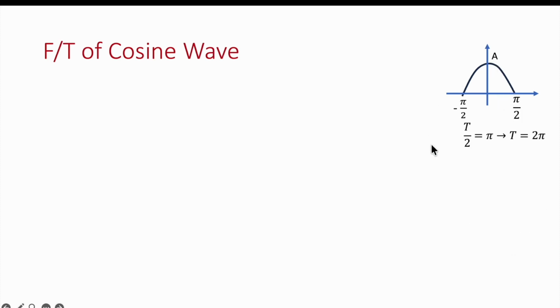So we can calculate the time period. Because this is half of a cycle, we can say that T by 2 is equal to pi by 2 plus pi by 2, the answer is pi, and the total time period of a complete wave is equal to 2 pi. So we can say that the signal is equal to A cos omega t, and from here we can see that omega is equal to 1.